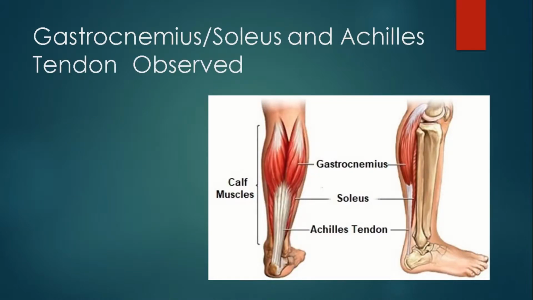Here we have a picture showcasing the posterior side of the lower leg. On this picture you can see where the gastrocnemius muscle is actually over top of the soleus muscle, but how they both converge together to form the Achilles tendon. Now with the gastrocnemius muscle, you have the medial head and the lateral head, which will be discussed later.